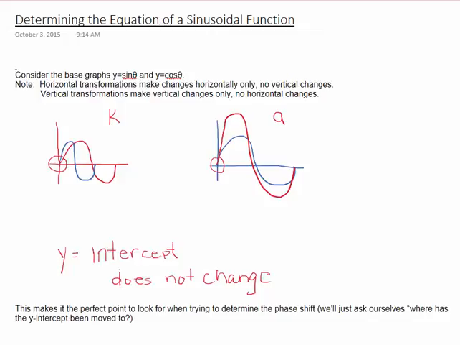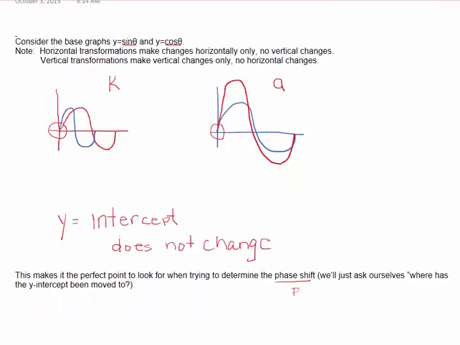So what I had come up here for your notes is that your y-intercept is going to be a perfect point to look for when trying to determine the phase shift. Keep in mind with phase shift here, with your phase shift, that is your p value. That's your left and right movement. So we'll just ask ourselves, where has the y-intercept moved to? So we can do a sketch to see that.